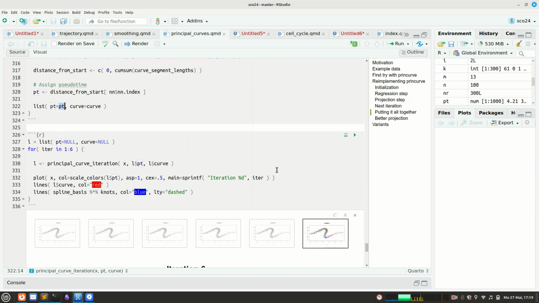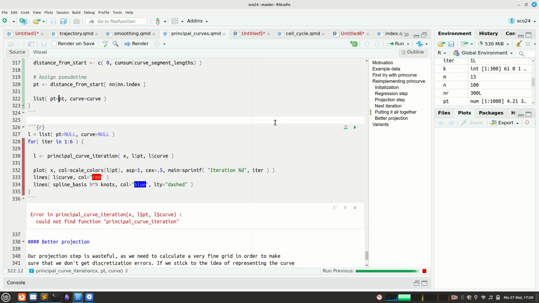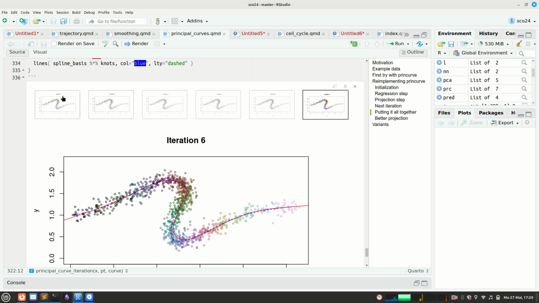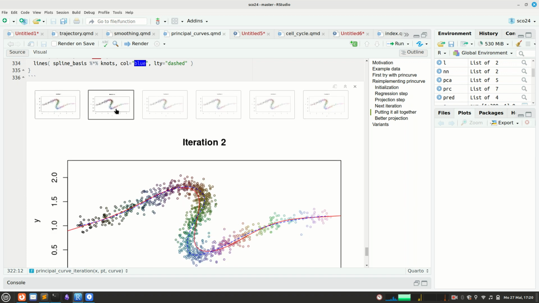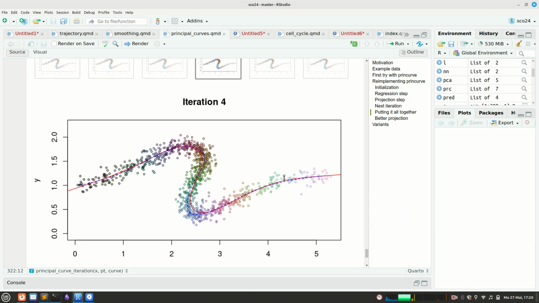And if we do this, I can now call this function a couple of times. As you can see, this is the first iteration. The second iteration already is quite nice. The third iteration now fills in properly. In the fourth iteration, nothing happens anymore. So we have convergence after the fourth iteration.